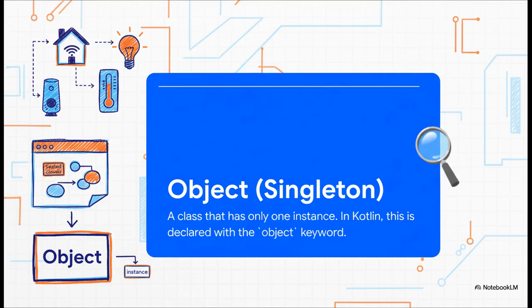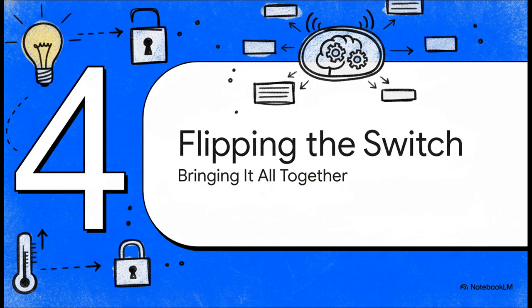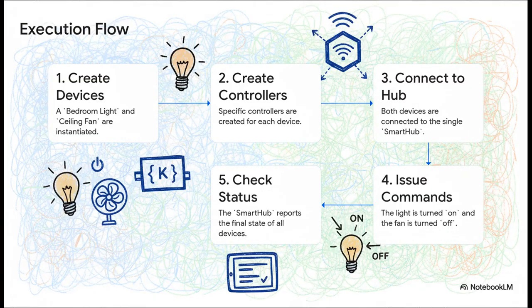So simple, so powerful. Okay, the moment of truth. We've built all these amazing specialized little pieces. Now let's see them work together. We're going to jump into the main function and actually flip the switch on our smart home. So let's walk through what happens. First, we create our actual devices, a bedroom light and a ceiling fan. Then we create the controllers for them, the light controller and the fan controller. Step 3, we connect them to our single Smart Hub.